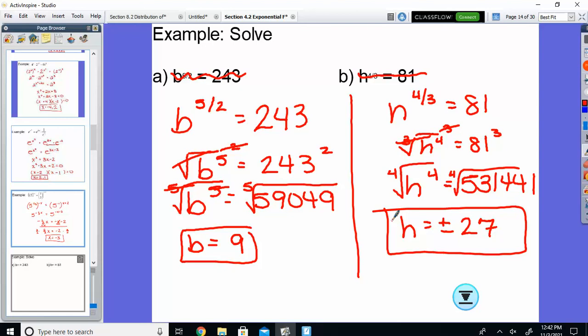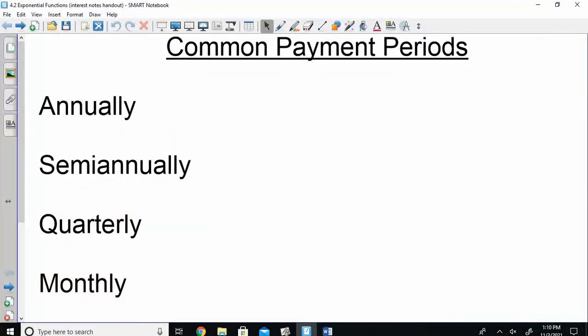All right, so that's part 1 of class. Part 2, you have some time to work on the homework. I'm going to stop you towards the end of class and do a little bit of an introduction for tomorrow's lesson. And this is due. We are going to do some interest tomorrow. I just wanted to discuss the formulas today so that we can jump right in and work examples tomorrow.